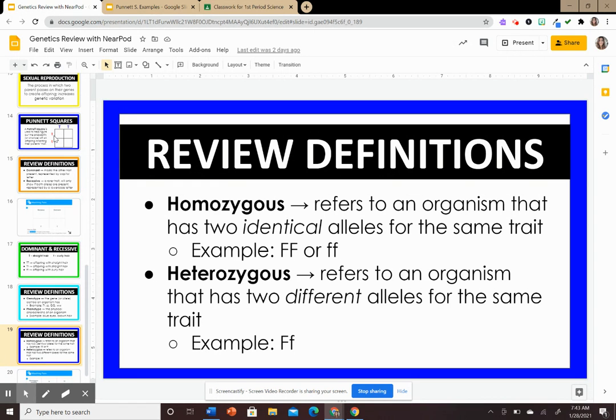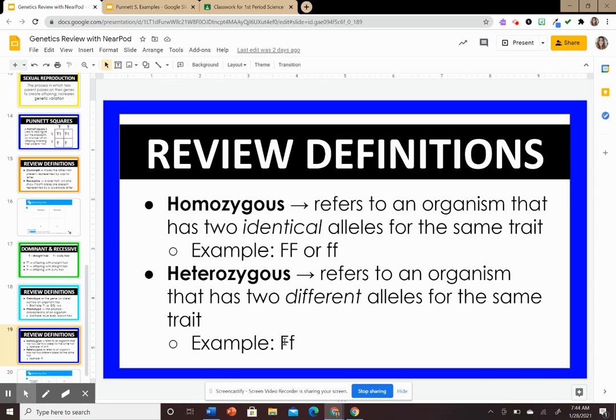Or we could say the opposite, and you could say, hey, you are homozygous recessive for blonde hair. Well, that means your mom gave you a blonde hair gene and your dad gave you a blonde hair gene. Heterozygous is just the opposite, right? It just means you got 2 different alleles. So you could have gotten a black hair gene from your mom, a blonde hair gene from your dad, right?